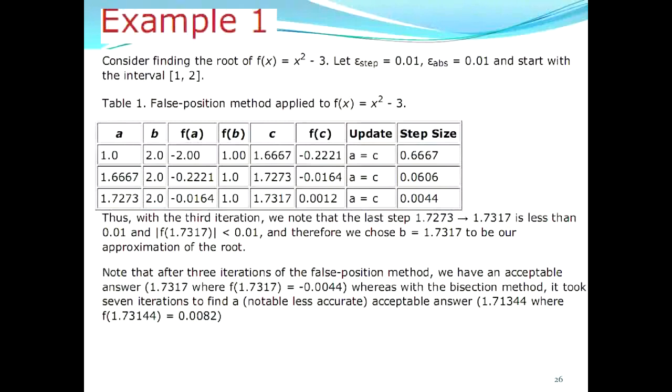f of C is 0.0012. Now f of C is a positive number, so you have to replace B with this C. In the coming iterations you can see that your root starts to get repeated, and you stop. The last column is the step size. Step size means the difference between two successive iterations of C, because C is the updated value.